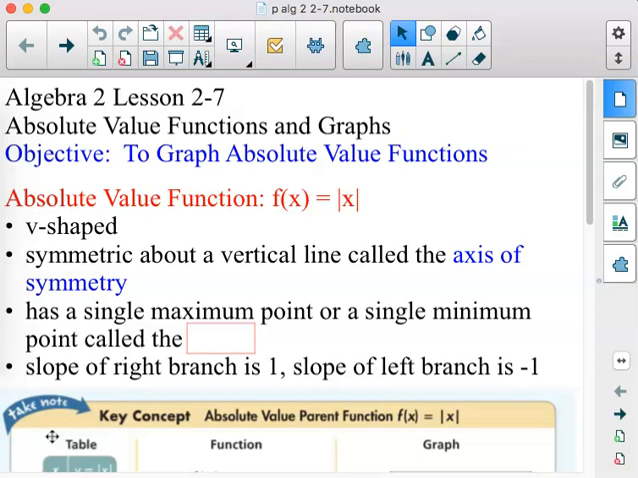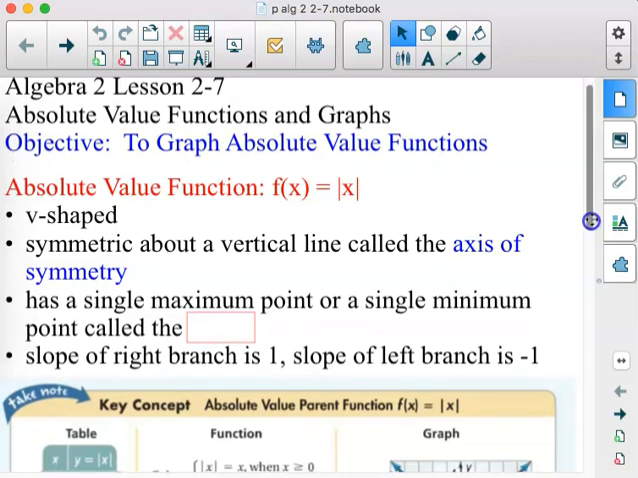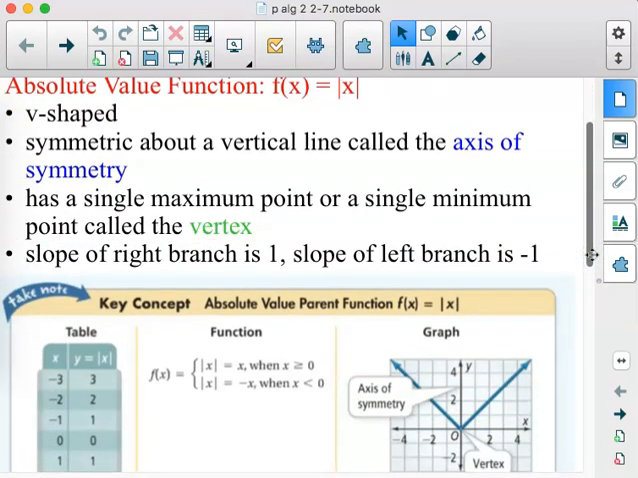It has a single maximum point or a single minimum point because it's a V. Either it's got a dot up at the top that's the maximum, or it's got a dot down below that's the minimum. It all depends on which way it's going to open up. Now that point is called the vertex. We're going to love that point because that's going to be the point that we start at whenever we do our graphing.